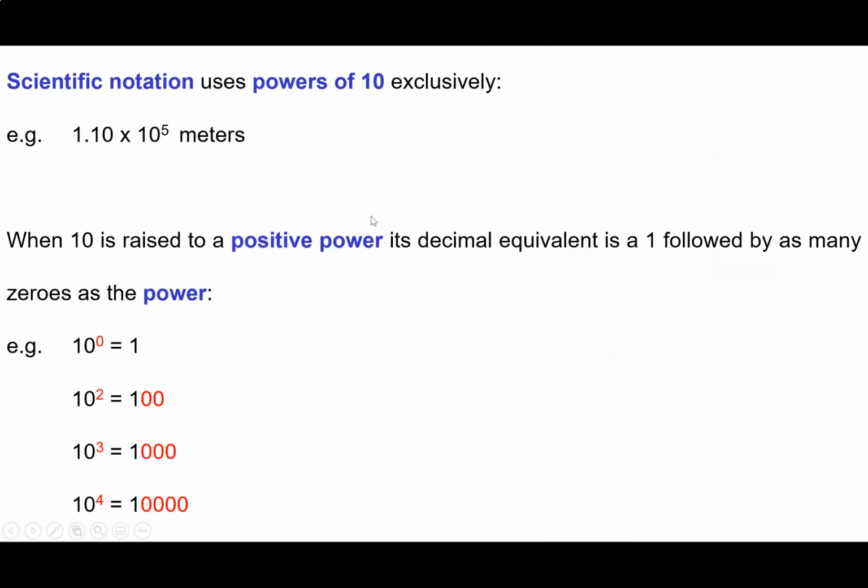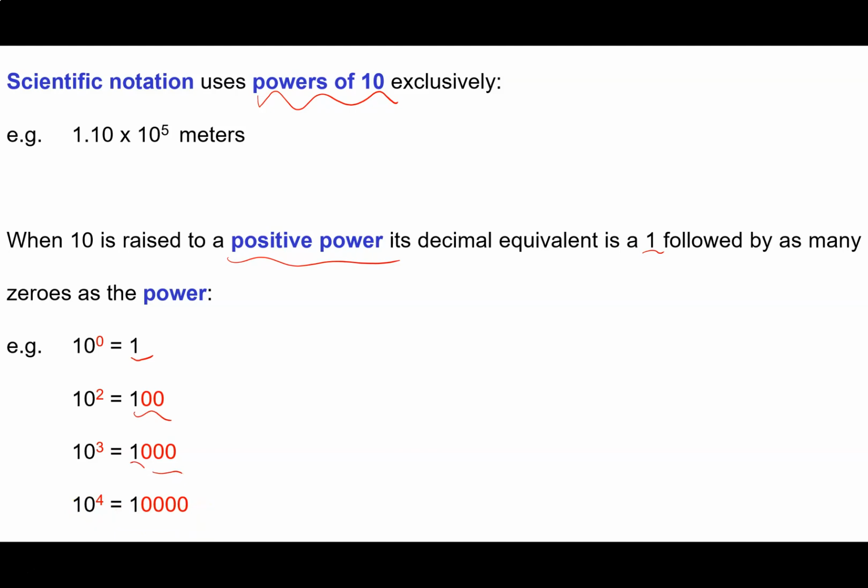Okay, so scientific notation only uses powers of 10. So it's always going to be base 10. And so when 10 is raised to a positive power, what you end up with is a 1 followed by as many zeros as the power of 10. So 10 to the power of 0 is 1, because you get a 1 with 0 zeros. 10 to the power of 2 is a 1 followed by 2 zeros. 10 to the power of 3 is a 1 followed by 3 zeros. 10 to the power of 4 is a 1 followed by 4 zeros, and so forth.